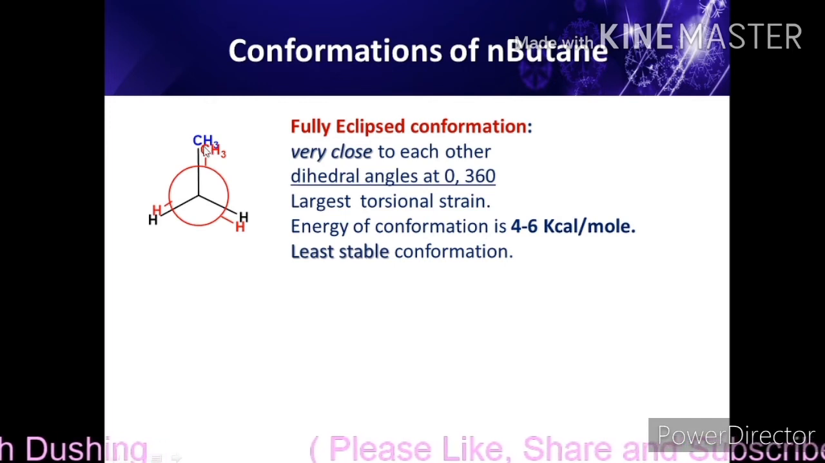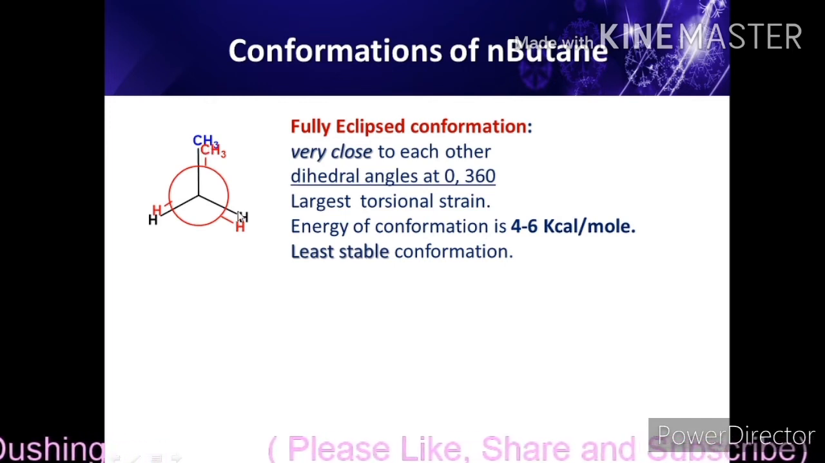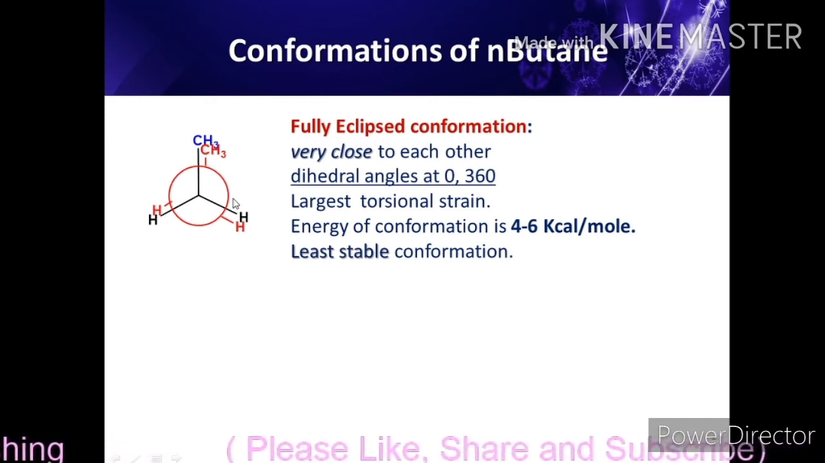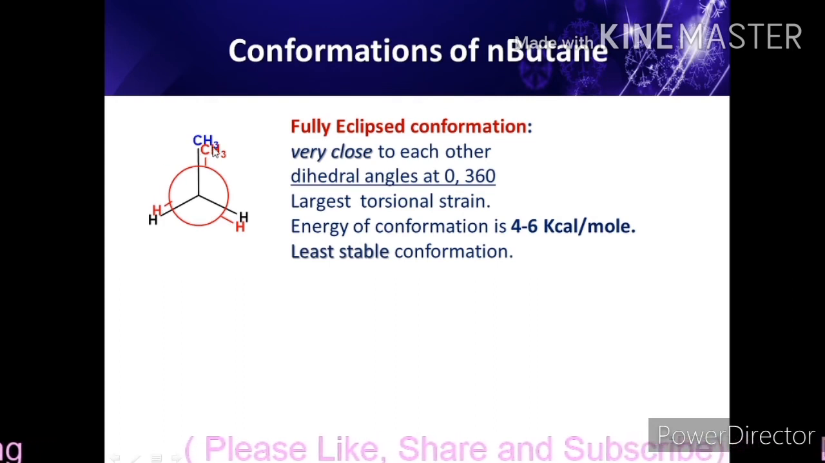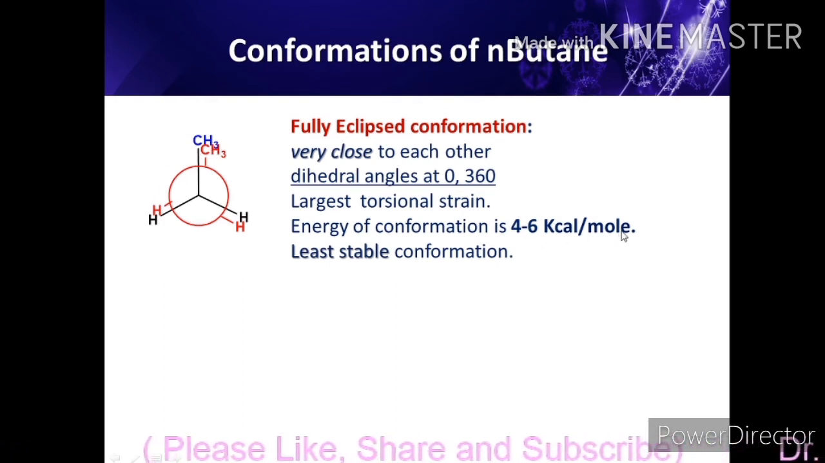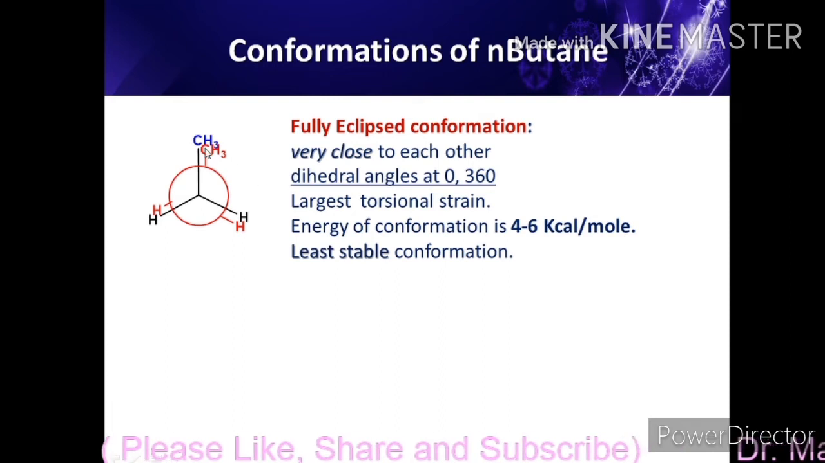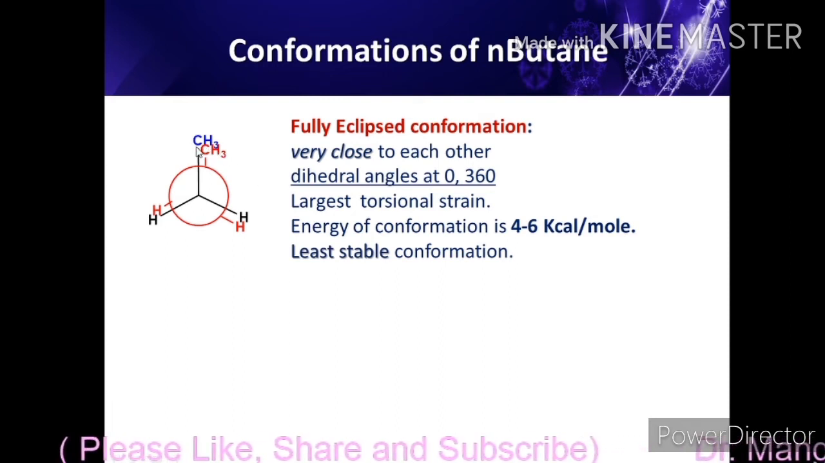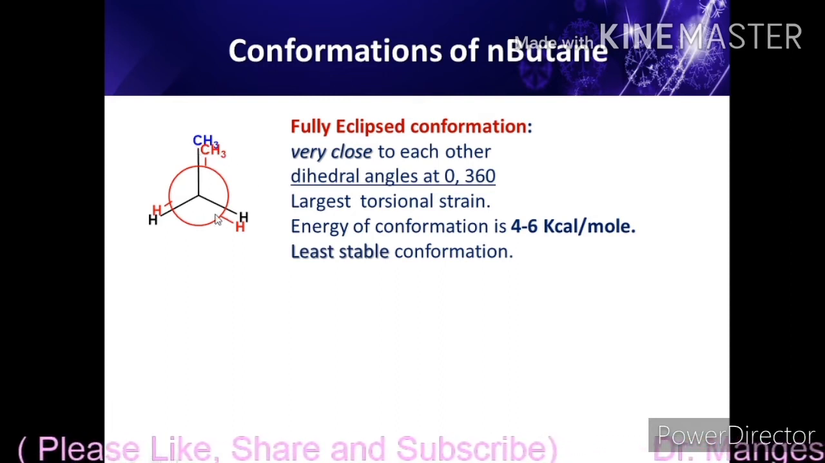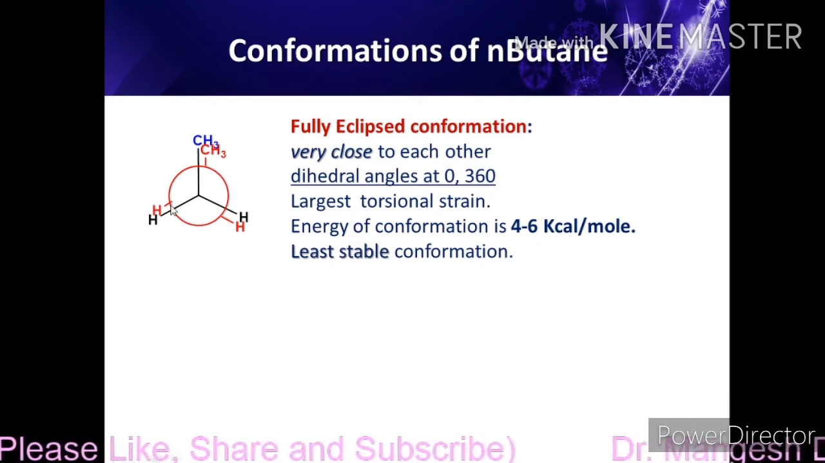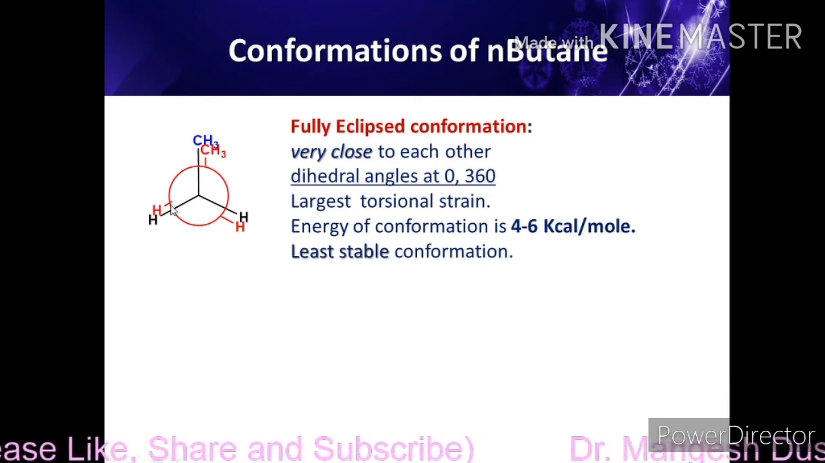As all bulky groups are parallel to each other, energy rises to around 4 to 6 kilocalorie per mole, as these bulky groups are close to each other. That's why this structure is the least stable conformation.